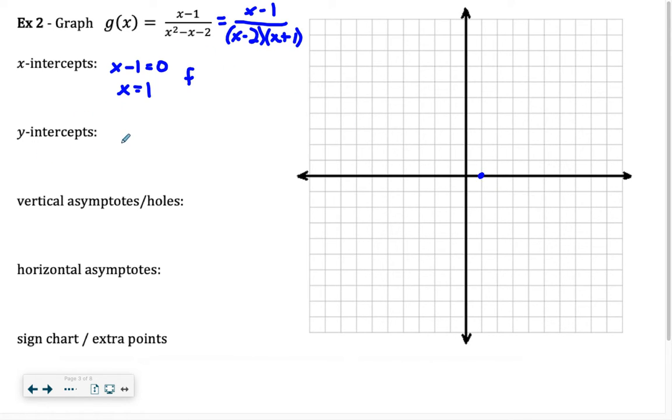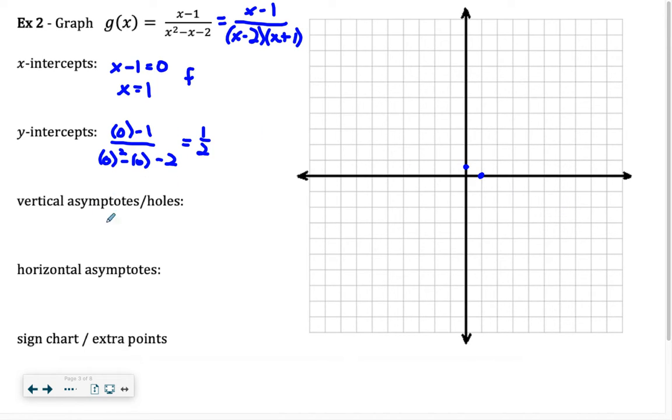All right, then y-intercepts, that's where x is equal to 0. So for a y-intercept, it's probably going to be easier to look at my original version, because if I plug 0 in for x, we'll have 0 minus 1 over 0 squared minus 0 minus 2. We can easily see that we're just going to have negative 1 over negative 2, which would be positive 1/2. So my y-intercept is at 1/2 right here.